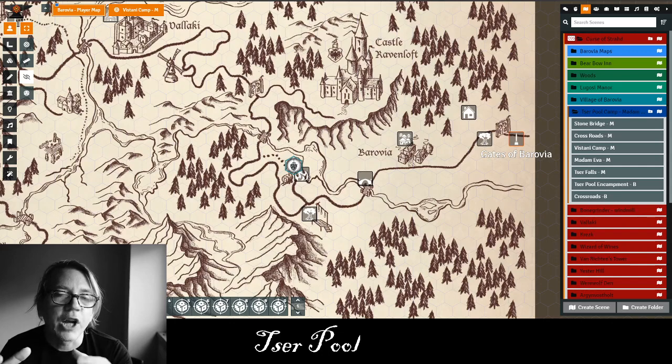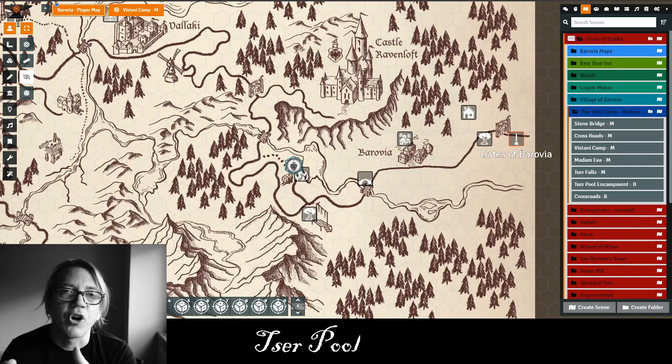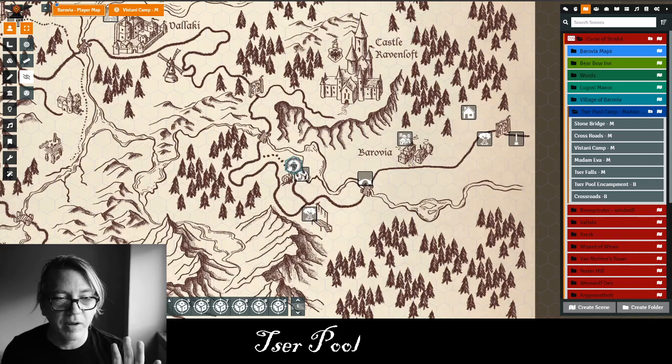The second area in Barovia that your characters will visit is the Tser Pool area. It's the Vistani Camp. And what I did was I bookended these maps here. Let's look at the general map here. My characters are now in the Tser Camp where they'll meet with Madame Ava. Here is the village of Barovia where they just left.